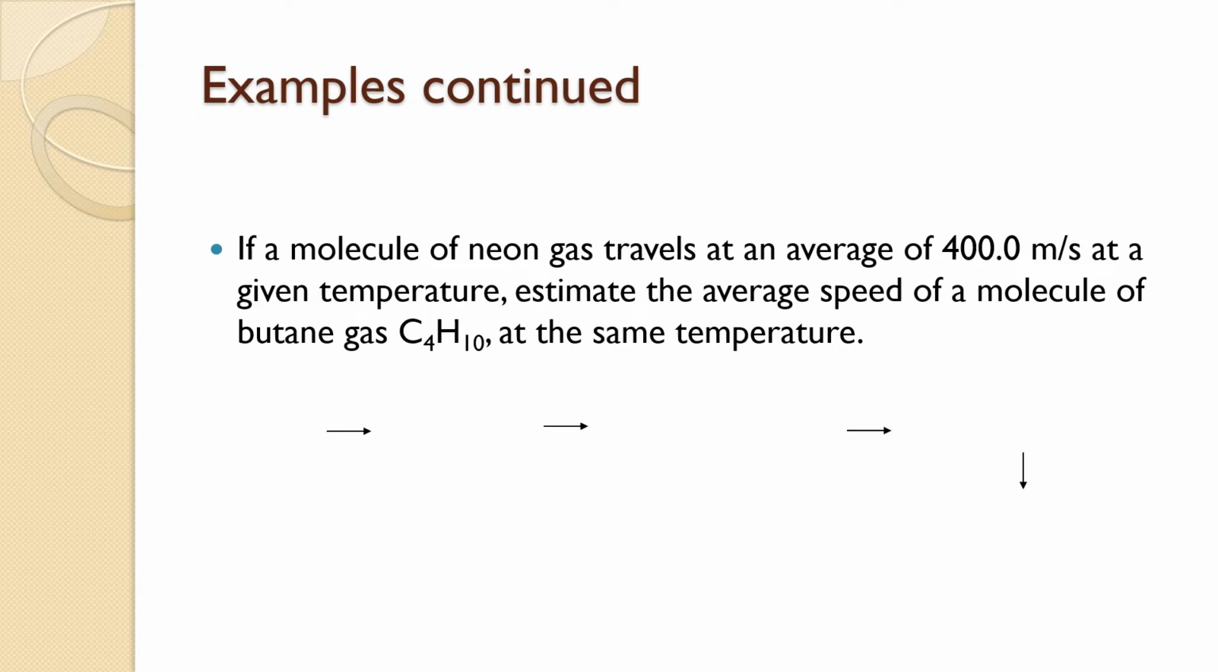Now that we have all our numbers, except for the rate of B, we can go ahead and plug into our equation. When we do that, we have 400 over the rate of B equals the square root of 58 over 20.18. Remember, the 58 comes from the molar mass of butane, and the 20.18 is the molar mass of neon. When we solve this out, we end up coming up with a rate for butane of 235.94 meters per second. So take a few seconds, make sure you plug these numbers into your calculator, and you're able to come up with the same answer as I did.